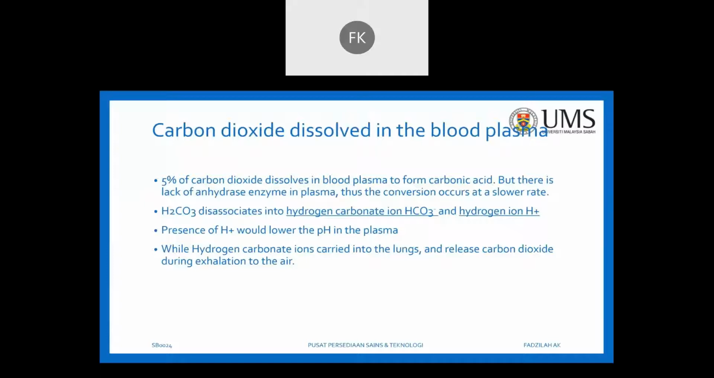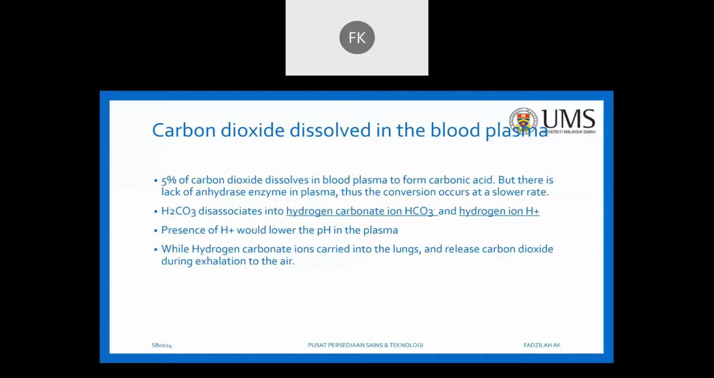5% of carbon dioxide dissolves in blood plasma, only 5%. Okay, the 85% earlier we have in the form of bicarbonate ion. And then we have the carbamino compound, and that one is 10%. Now 5% is carbon dioxide that dissolves in blood plasma and forms carbonic acid.